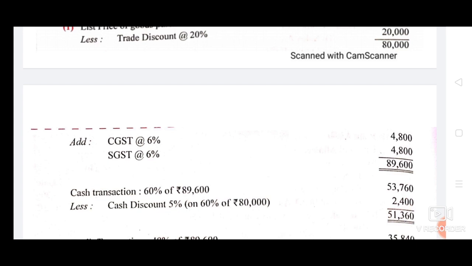But in this problem they told us that 5% cash discount on purchase price. Okay, total purchase price is 80,000 other than CGST and SGST. 60% of 80,000 is cash transaction. So 60% of 80,000 is 48,000. On 48,000 they will get 5% cash discount and this cash discount will be deducted from 53,760.